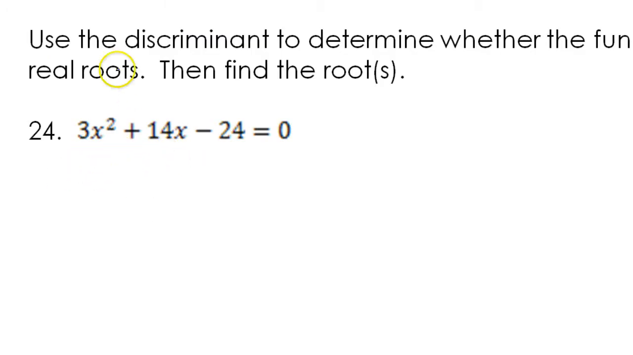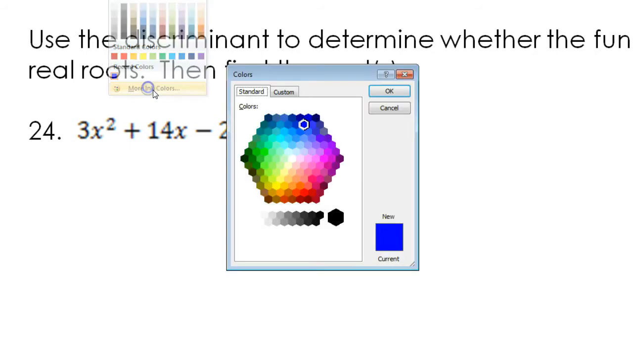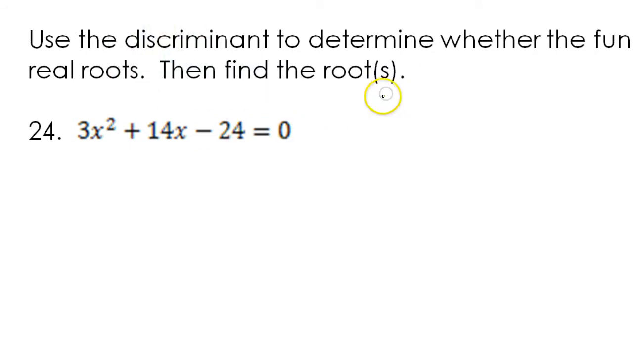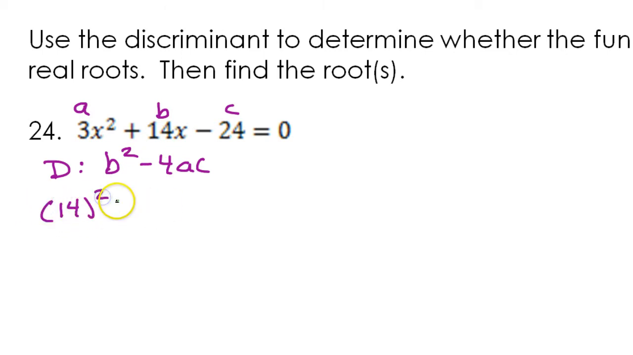Alright, so let's start by finding the discriminant, which I think I will do in purple. Alright, so the discriminant again is b squared minus 4ac. Okay, so that's going to be, so you know, this is a, b, and c. So b squared, so I'm talking about 14 squared minus 4 times 3 times negative 24. This is the discriminant.